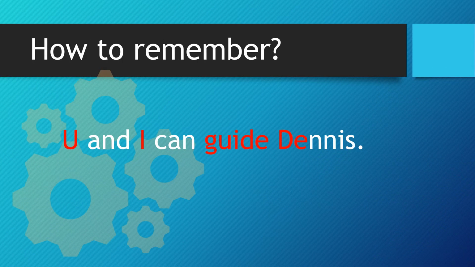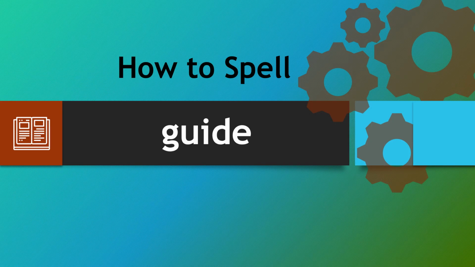So let's recap that key sentence again. You and I can guide Dennis. The U and I coming together, the D and the E at the end, the G of guide right at the front, as we've already said. Hopefully, that will help you with that tricky spelling of guide.